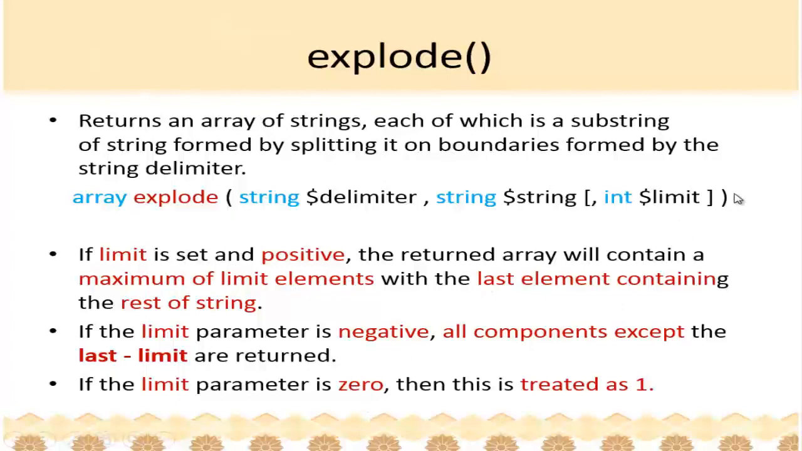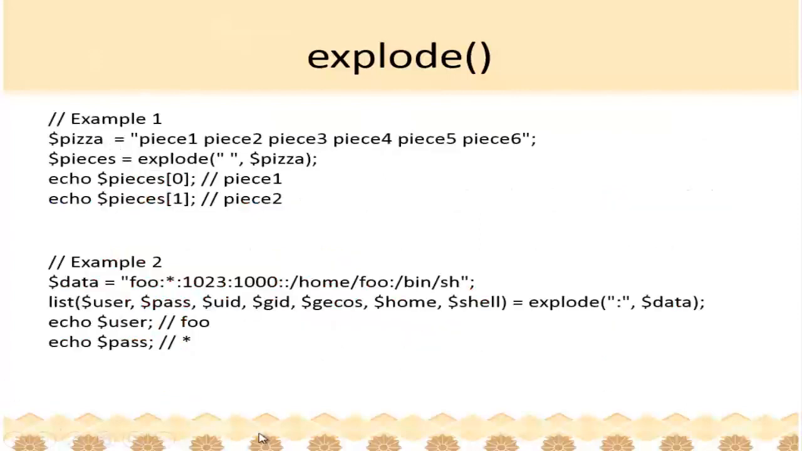If you set the limit to be 0, it is treated as 1. You want only one element. So this is an example. There is one more example.